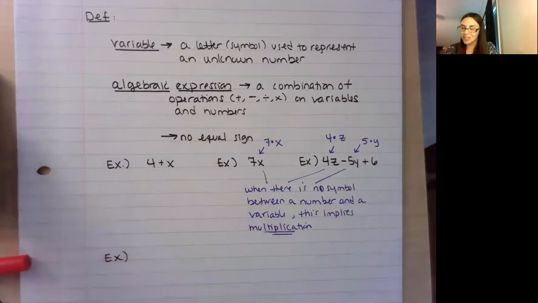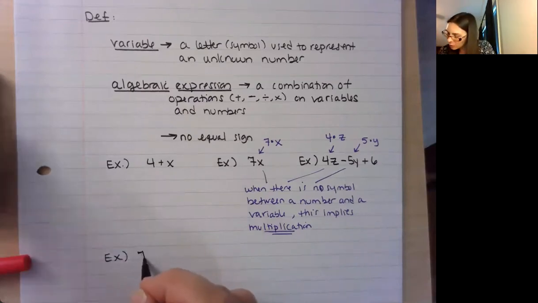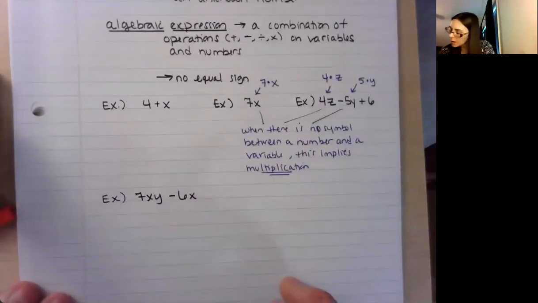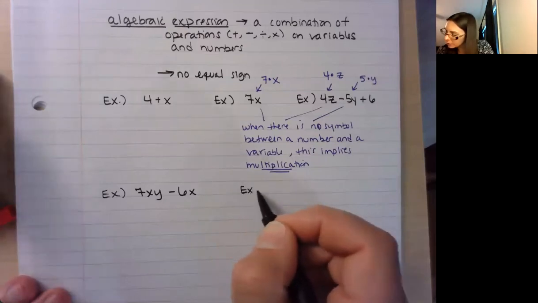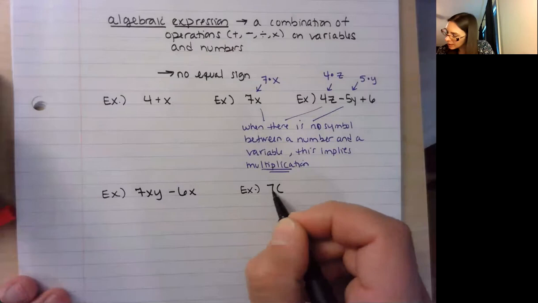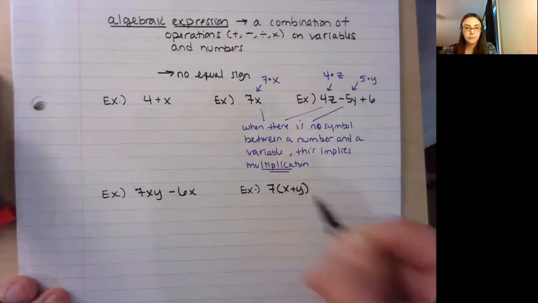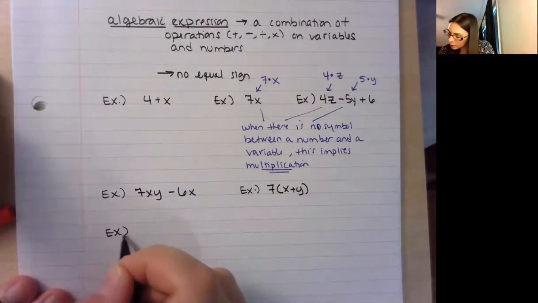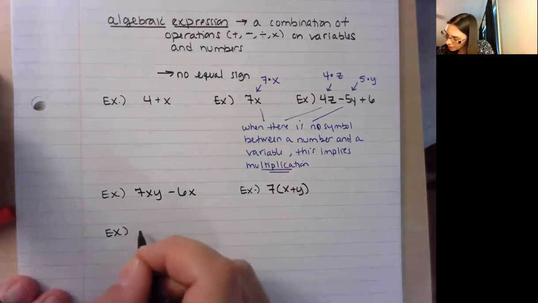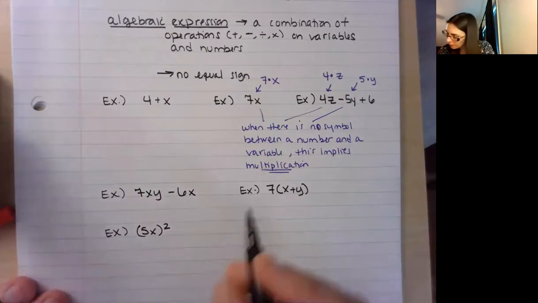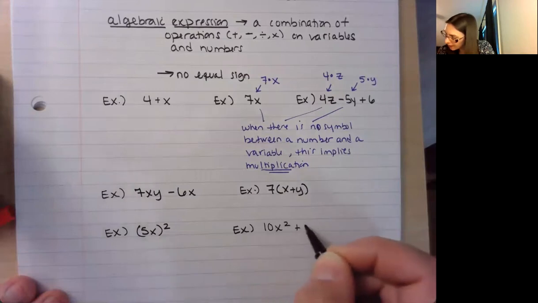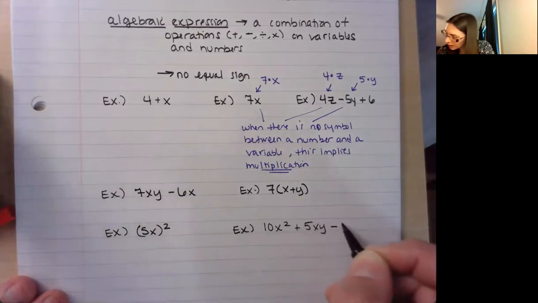So I just mentioned variables touching, right? Something like this, 7xy minus 6x is also an expression. So you can multiply variables together. We can bring in things like grouping symbols. So 7 times x plus y. Bring in the distributive property in a little bit. We can bring in exponents here. I don't know why I keep using 7. Let's do something different. How about 5x squared? Or maybe 10x squared plus 5xy minus 7y squared.